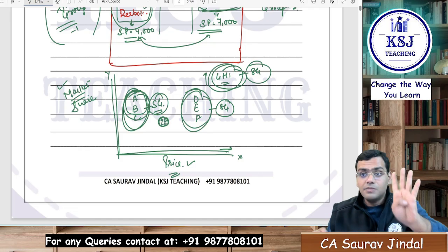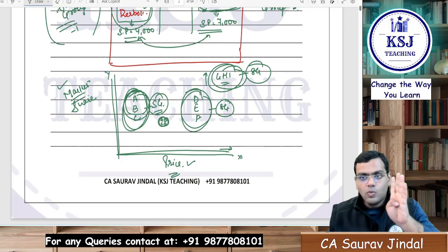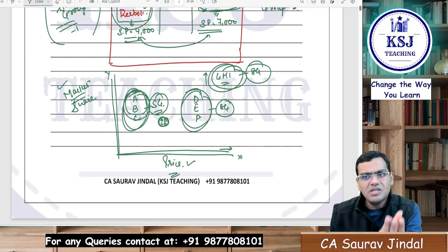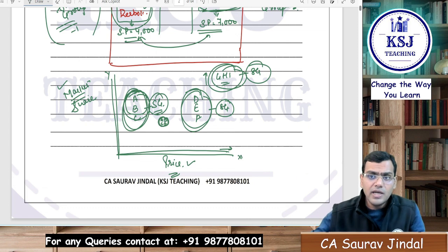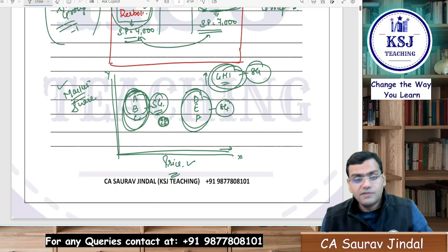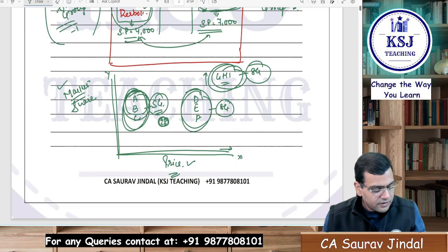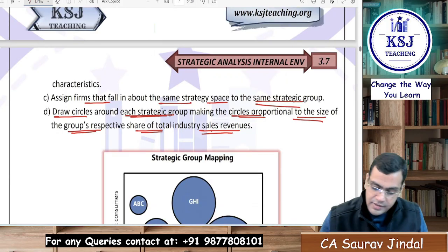The four firms are there, which make one strategic group, but the market share is very small. It can be for any reason. It can be because of the high prices, or it can be because of the low quality or any of the factors. So we need to see this. Clear?